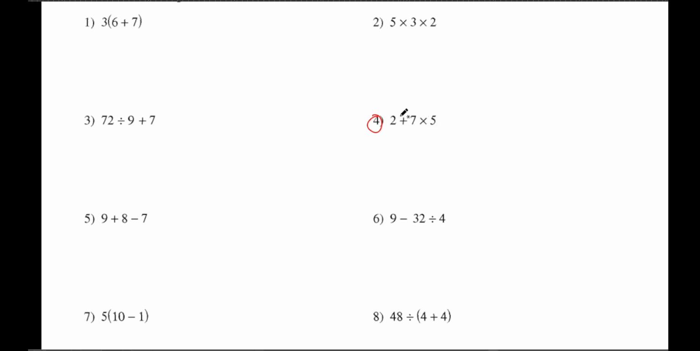Now look, here's a common mistake. Let's pay attention now. What do you think the common mistake would be? The 2 plus 7, right. A common mistake would be people going 2 plus 7 is 14 times 5. That's not what you do. You do the 7 and the 5. You do the multiplication first. Remember, it's order of operations.